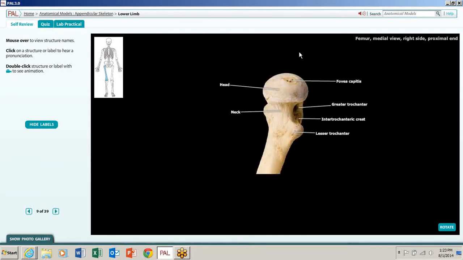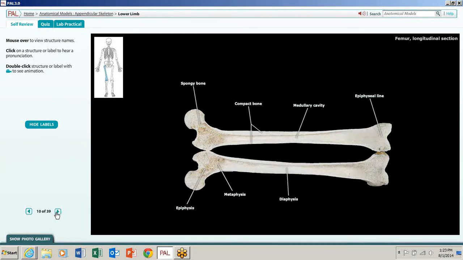So this is the femur, and we're looking at a medial view again, and it's right side, and it's the proximal end. Fovea capitis. There's the greater trochanter. There's the lesser trochanter. There's the neck, and there's the head. And this is just a longitudinal section of the femur.